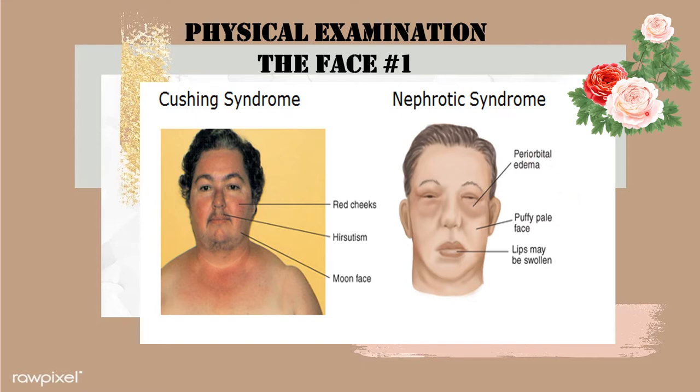Another abnormality or abnormal findings of the face is the nephrotic syndrome. Okay, so nephrotic syndrome is a group of symptoms that indicate that the kidneys are not working properly. So you can observe a periorbital edema, a puffy, pale face, and the lips may be swollen.